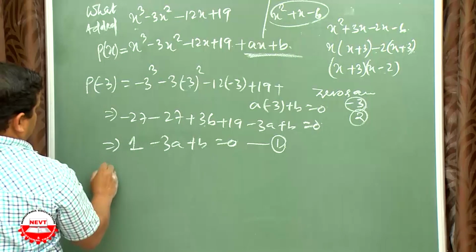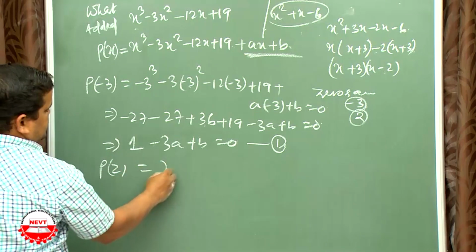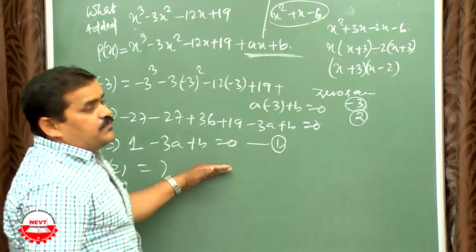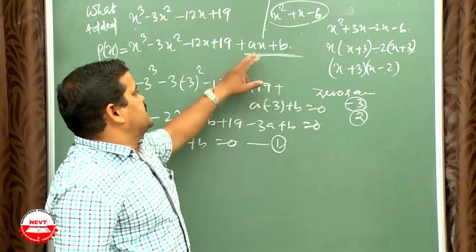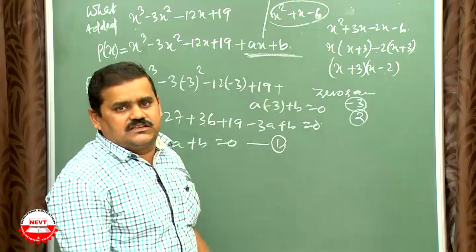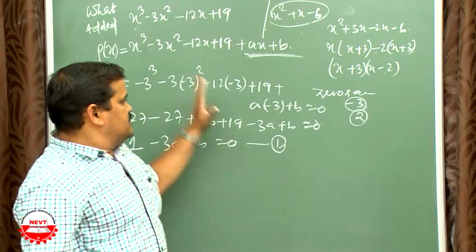Now, p of 2, you check, get another equation, solve for a and b. If a is 2, b is minus 3, then the answer is 2x minus 3, like this. You understand this part?